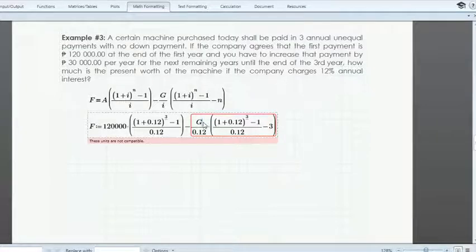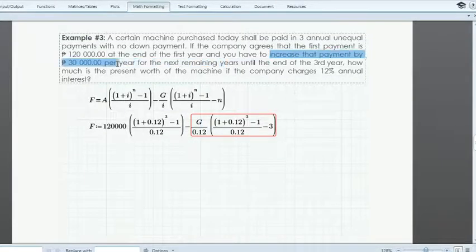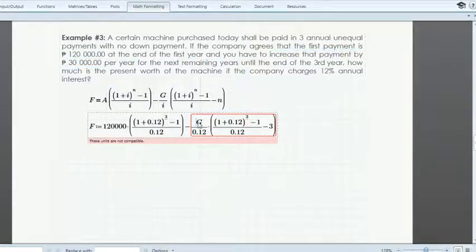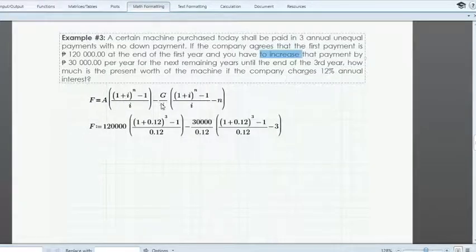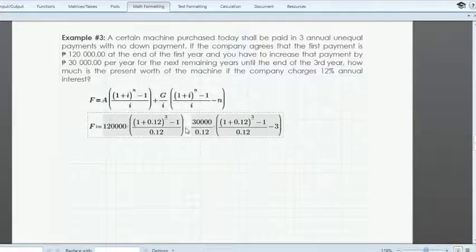Ilan yung itinataas ng value mo? Sabi, increasing the payment by 30,000 pesos. So, si G is 30,000. O, huwag kakalimutan. Sabi niya, to increase. Ibig sabihin, ano ang gagamiting operation? Plus. Kasi to increase. So, plus ito. Then, the future worth is equal to 498,528 pesos. Future pa lang yan.